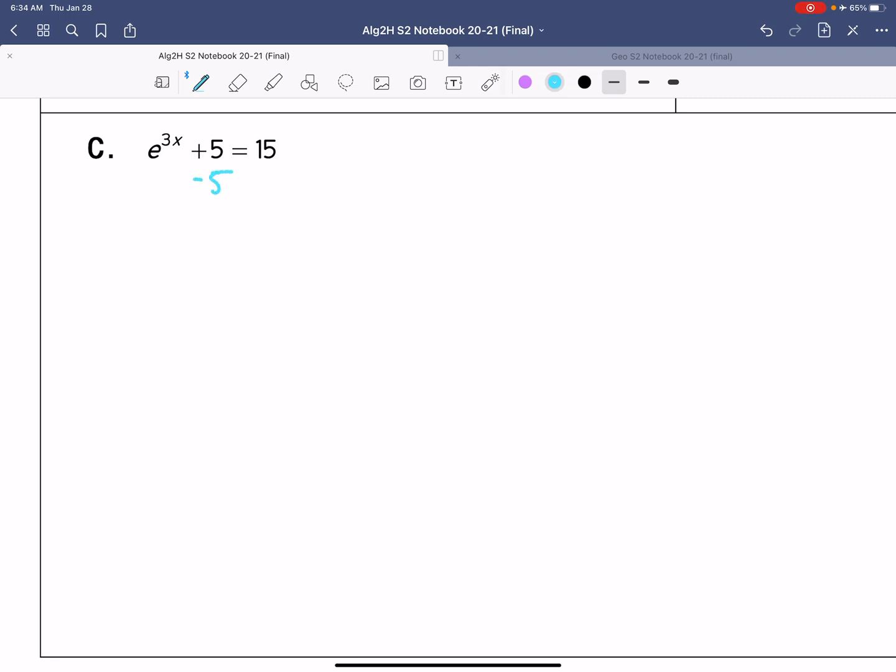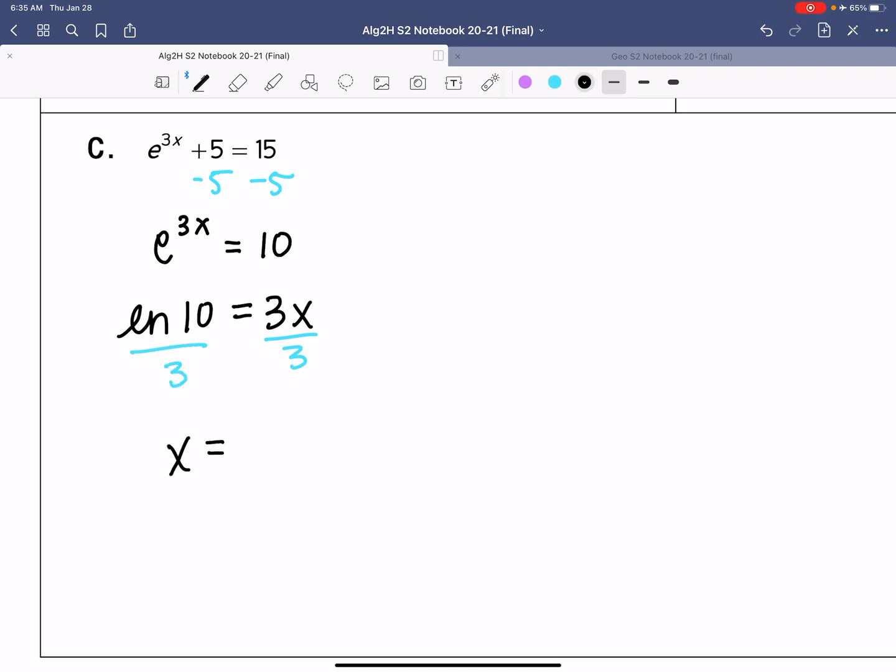All right, so step 1, isolate. So now we have e to the 3x power equals 10. Now that it's isolated, to get it out of an exponent, we change it to a logarithm. So we get ln of 10 equals 3x. And then to get x by itself, we're just going to divide each side by 3. So we'll end up with x is equal to the natural log of 10 divided by 3. And that is all.